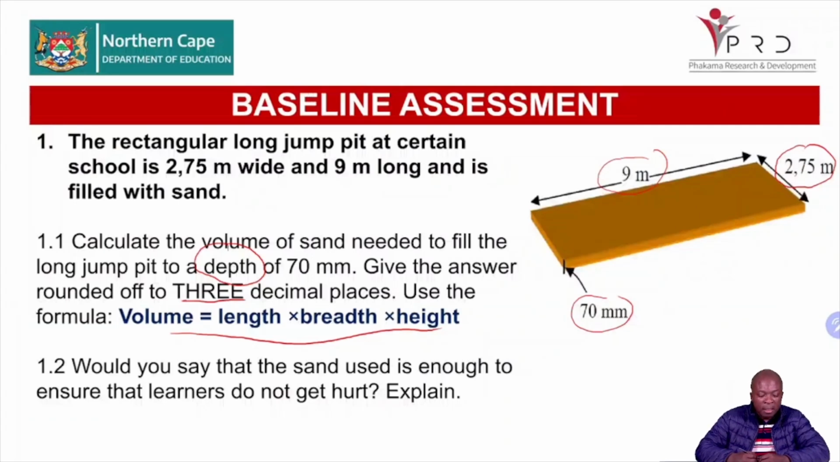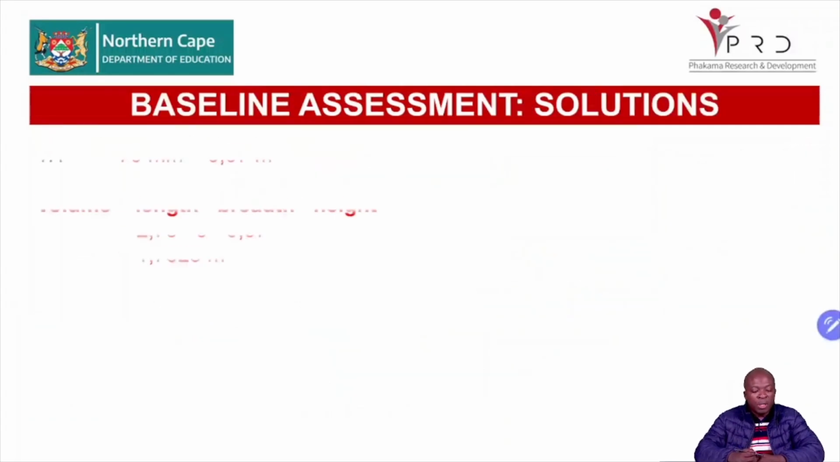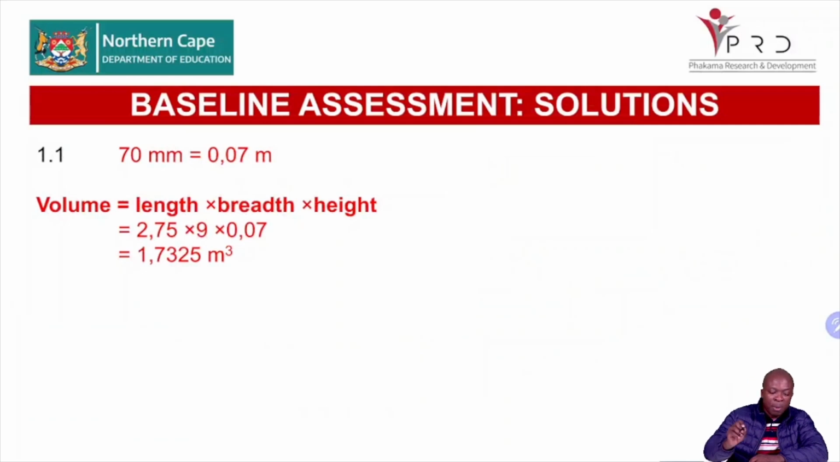Okay, welcome back, learners. Let's look at how you were supposed to attempt this question. Remember what I was telling you: the 70 is in millimeters, so it is your responsibility to convert it to meters. How do you do the conversion again?